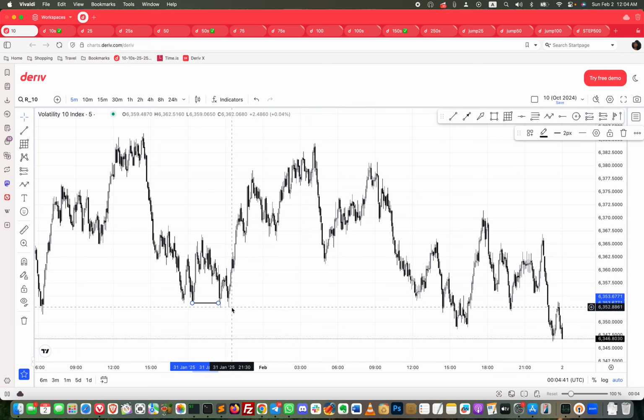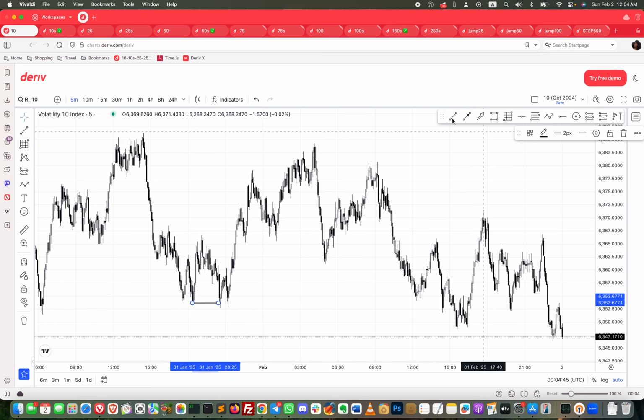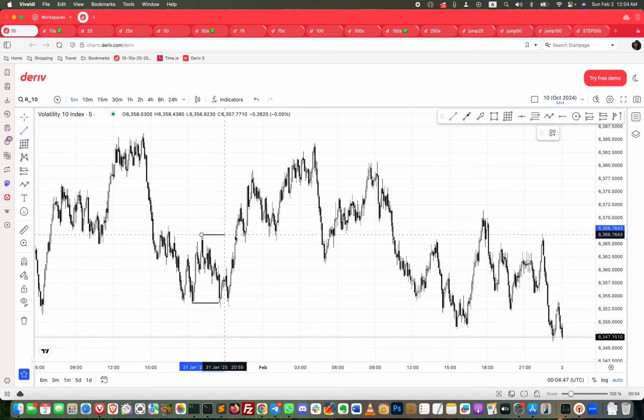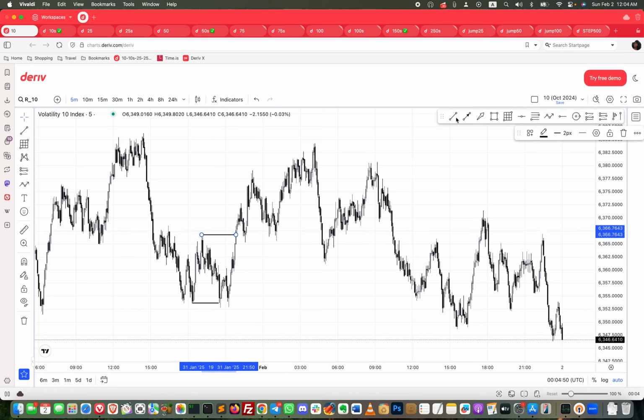Let's see. Let's go very close. So it's a sweep, but what caused the sweep? This high here, and it broke it, right? And then it gave us a structural liquidity. Let's say it is this one here, and then now we mark our POIs.